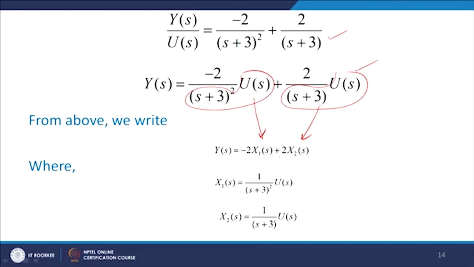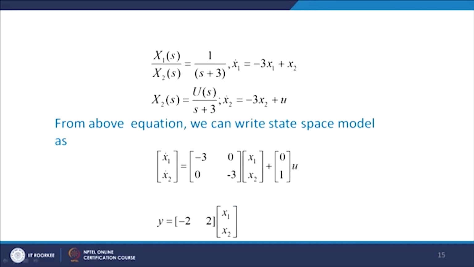So, you will find that again this equation is difficult to solve by inverse Laplace transform. So, what we are doing here? We are dividing X1(s) and X2(s). So, when we divide X1(s) by X2(s), what will we get? 1 upon (s plus 3). Now, you cross multiply it. So, after cross multiplication, we will get x1 dot equal to minus 3 x1 plus x2, and X2 of s equal to U of s/(s plus 3). Again after cross multiplication, we get x2 dot equal to minus 3 x2 plus u.